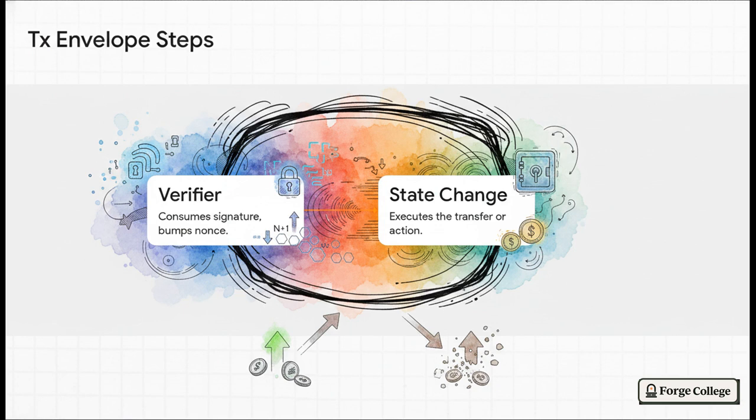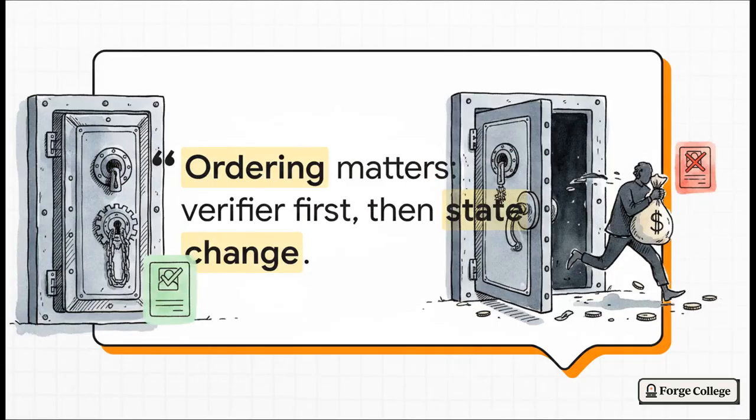And why bundle them together like this? One word: atomicity. It guarantees that both of these steps succeed together or they fail together. If the signature is invalid, the whole thing safely rolls back and nothing moves. Which brings us to the absolute golden rule of this blueprint. Ordering matters. Verifier first, then state change.